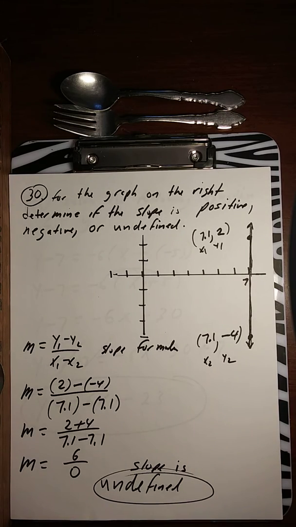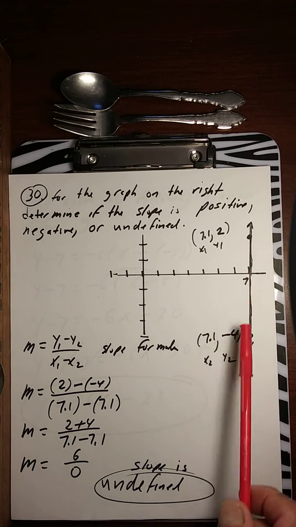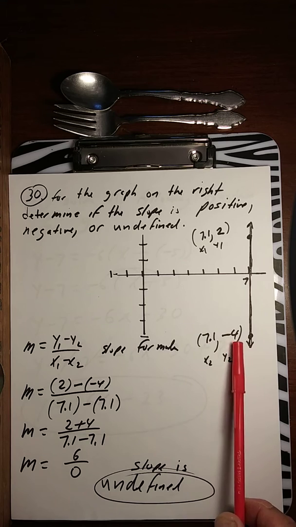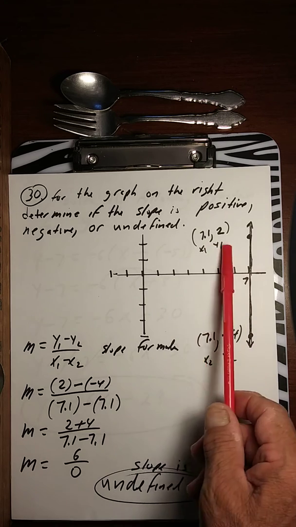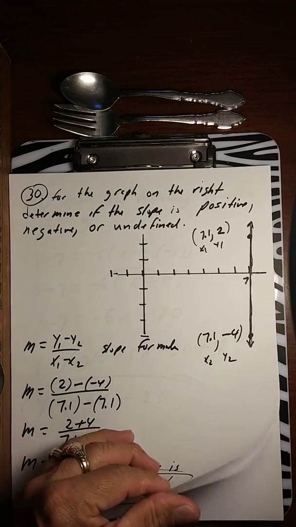For the graph on the right, determine if the slope is positive, negative, or 0. Let's find the slope. Right here is about 7.1 and 2. This is 7.1 and negative 4. Let's put those numbers in there. x1, y1, x2, y2, put in here. 2 minus negative 4, so we have 2 plus 4 is 6, and 0, undefined. So the slope of this is what? Undefined.